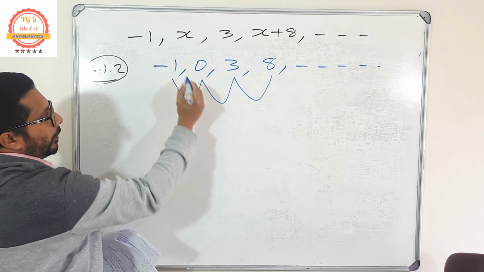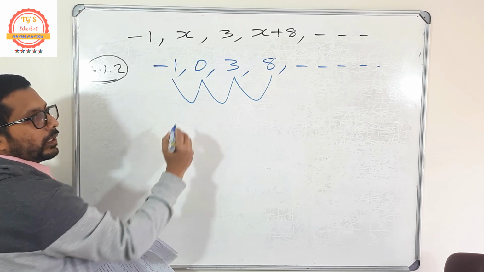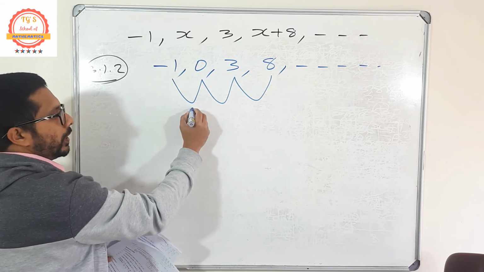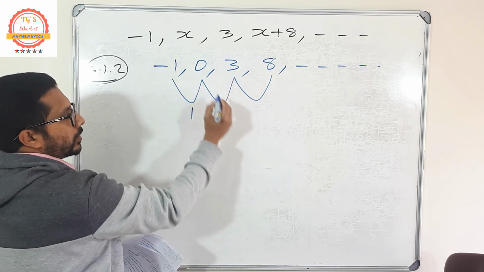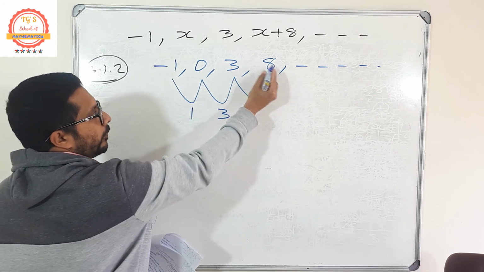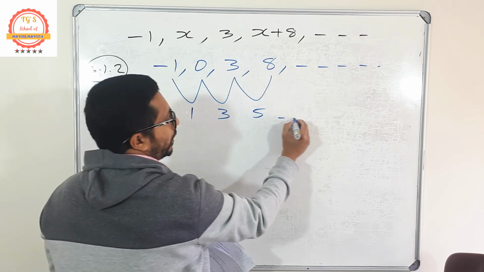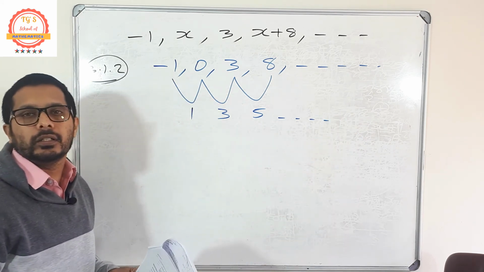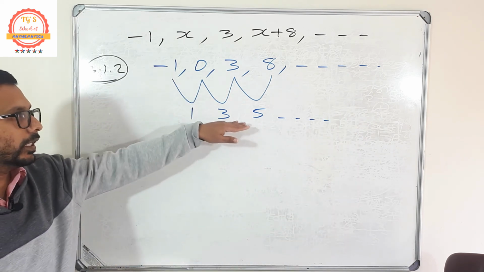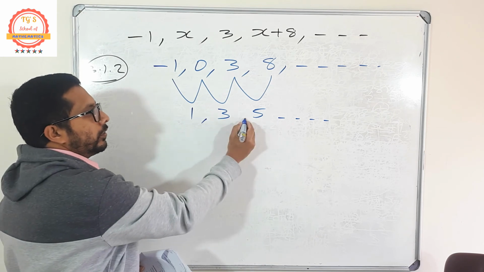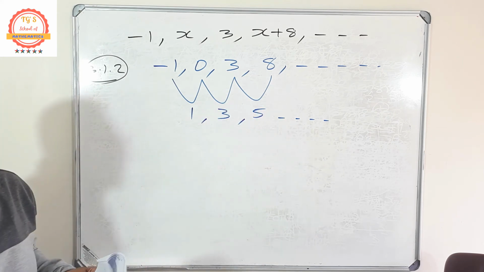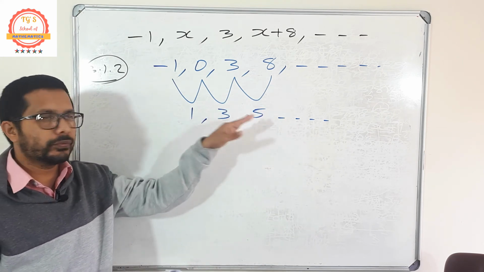0 minus minus 1, that means 0 plus 1, that is 1. 3 minus 0, 3. 8 minus 3, 5. You can see that that one is also an arithmetic sequence. Am I right? 1, 3, 5, 7 is an arithmetic sequence of common difference 2.